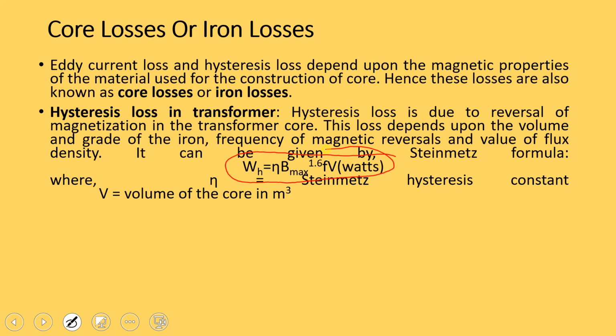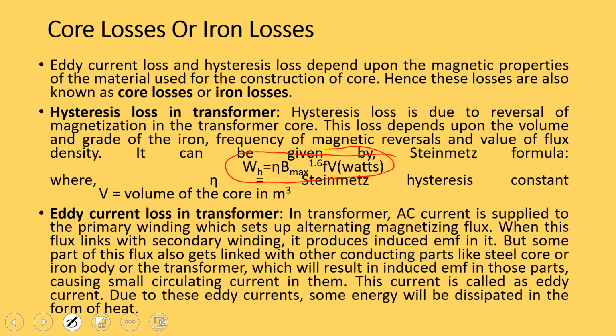Here, eta is the hysteresis constant, V is the volume of the core, and WH is equal to eta Bmax^1.6 fV, and the units are watts. Then eddy current loss in the transformer.